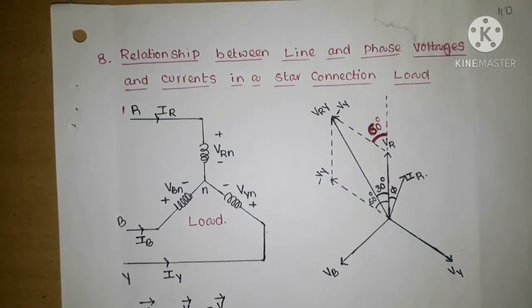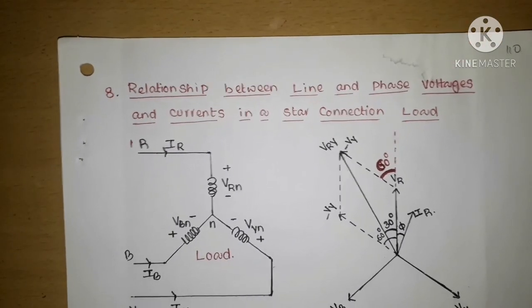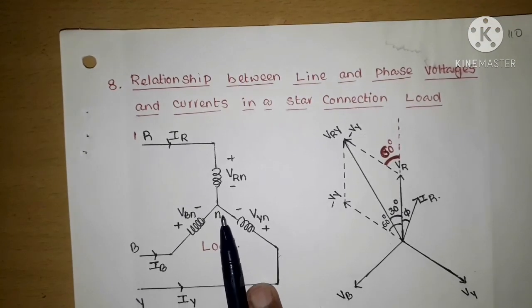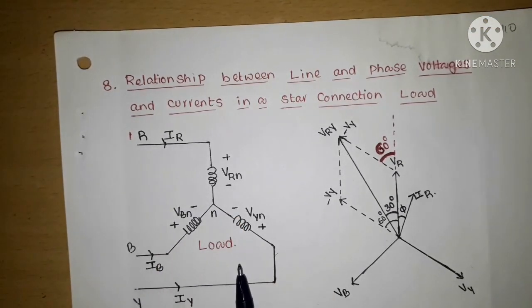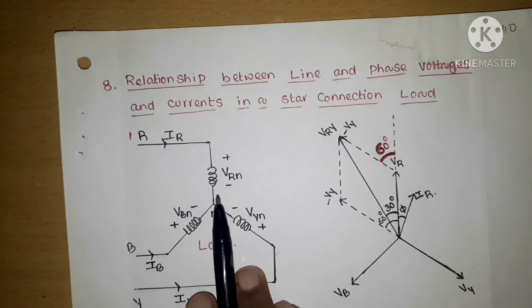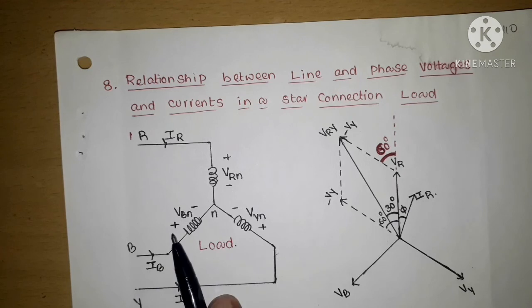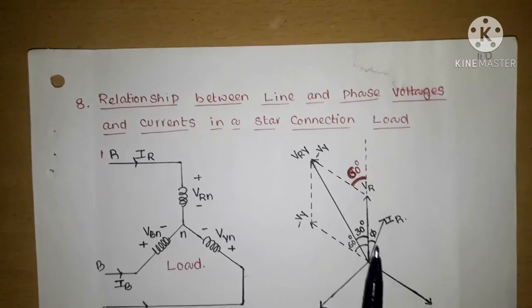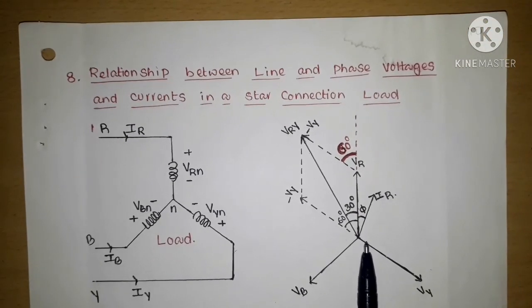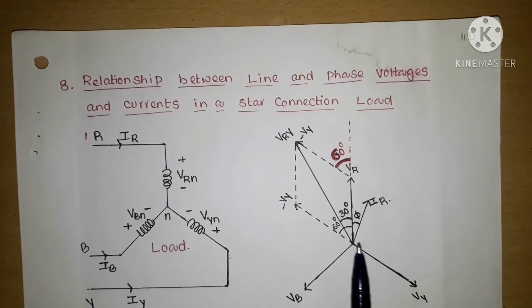Similarly, the relationship between line and phase voltages and currents in a star connected load. So this is the star connected load. Here currents are into the coils. Current enters at the positive polarity and leaves at negative polarity in the load. So here you get the same phasor diagram as for the supply. The star connected load phasor diagram and star connected supply phasor diagram are one and the same.